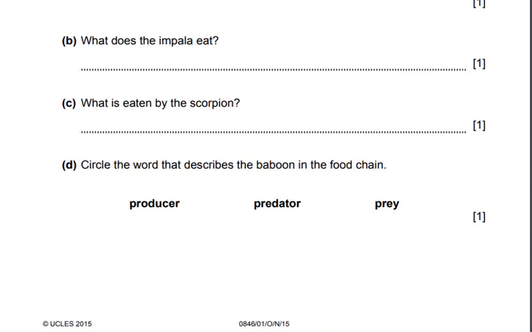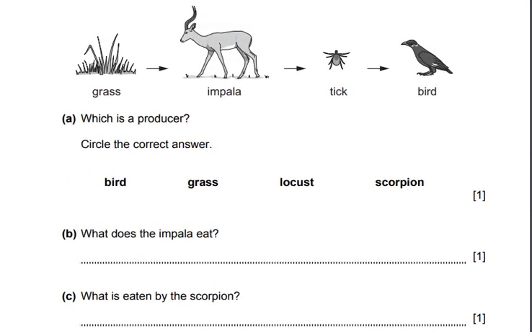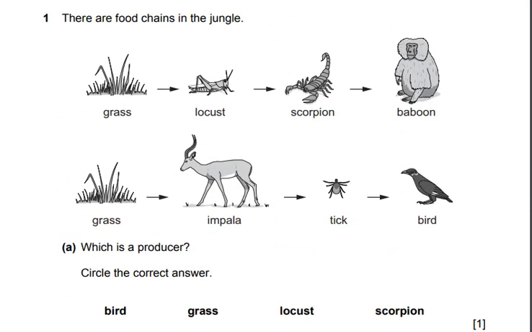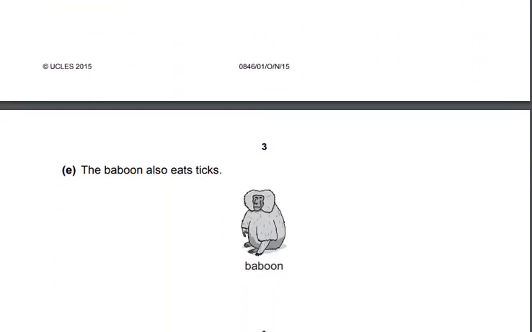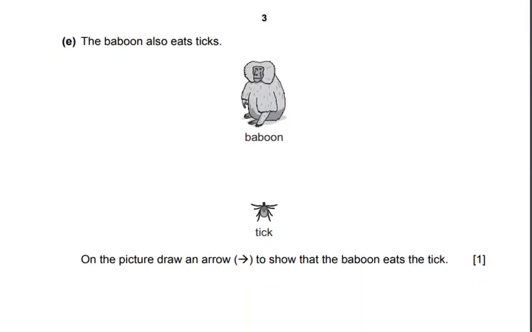And D, circle the word that describes the baboon in the food chain. So the baboon hunts and eats a scorpion, so we can describe it as predator. Question E, the baboon also eats ticks. On the picture, draw an arrow to show that the baboon eats the tick. So here you draw an arrow from the tick to the baboon to show that the baboon eats the tick, or the tick is eaten by the baboon.